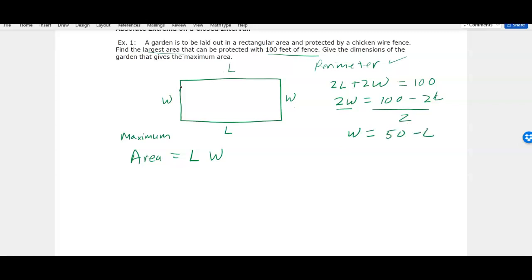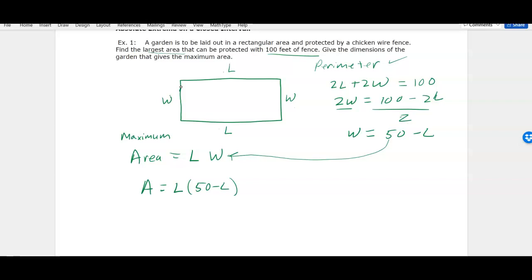Be careful. I can only do that because I'm dividing both of these things. If it was 100 minus L over 2, I could write 50 minus L over 2, but not just 50 minus L. This is proper for this example, though. So I find an expression for W, and then it's the two equations, two unknowns method of substitution. You replace that W with 50 minus L. So my area is going to be L times 50 minus L.